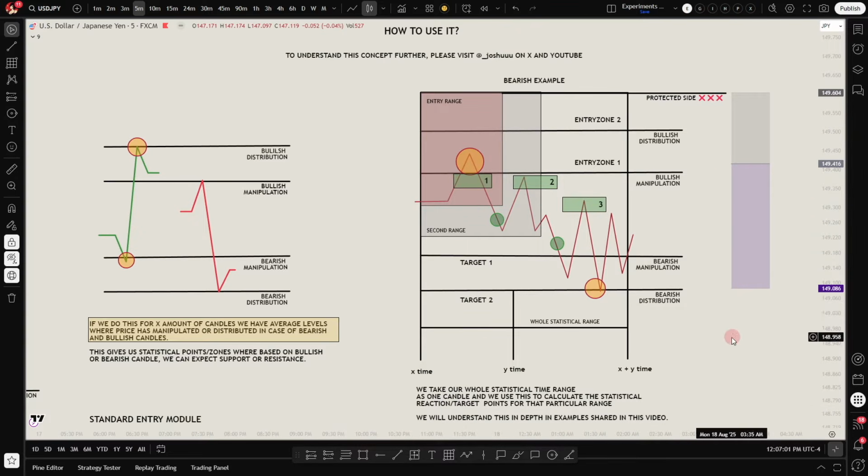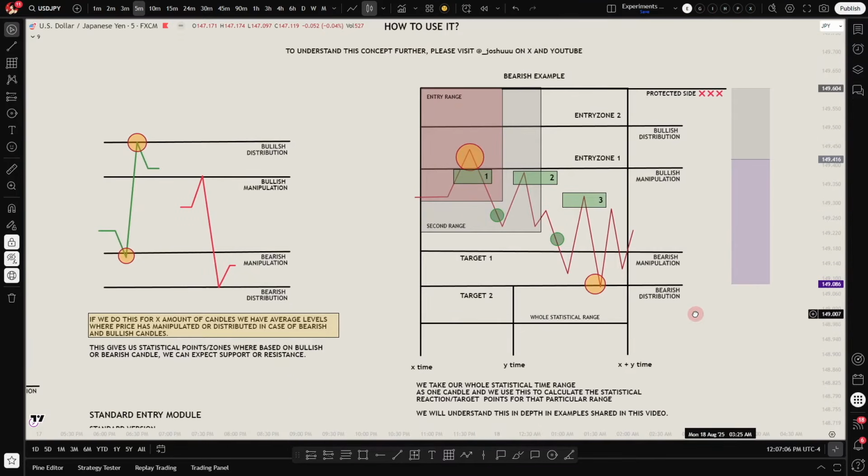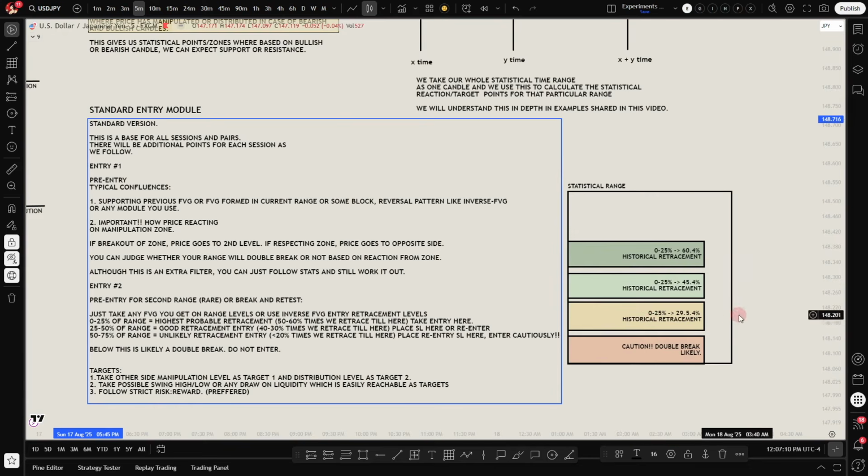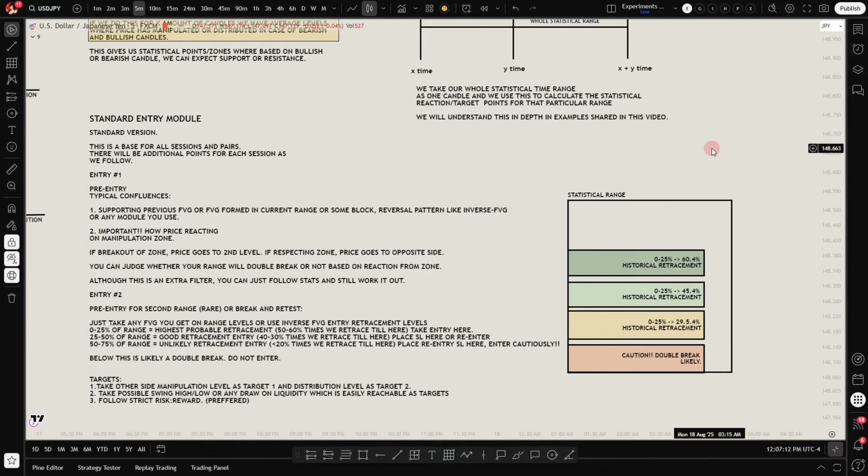Standard entry module. Throughout all sessions, we follow the 3-part standard entry module, as shown in the initial diagram. This framework is universal and applies across Asia, London, and New York. Additional session-specific notes will be added as needed, but the core structure remains the same. Entry 1. Pre-entry in the initial range. This is our first and most common entry.